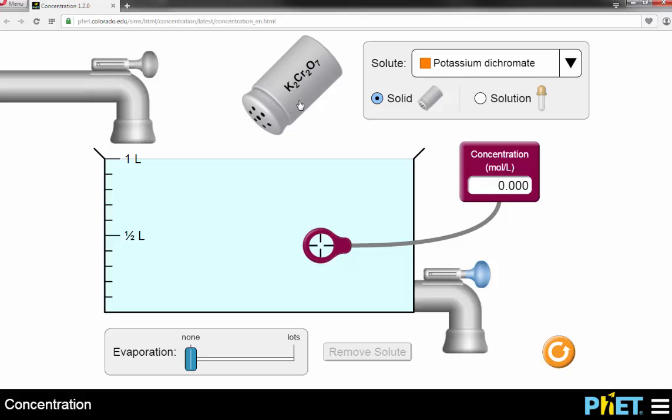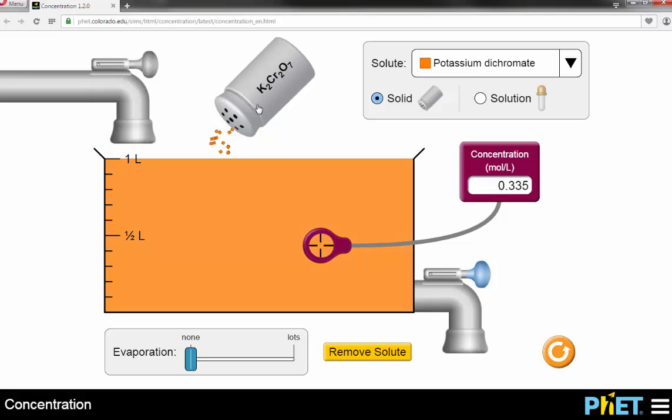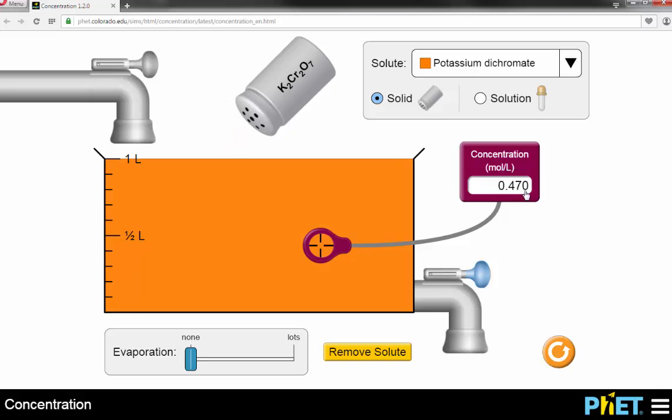So let's see, how do we add a little bit of this potassium dichromate? Well, you shake the container and out comes the potassium dichromate. What you're supposed to do in the lab is add this stuff a little bit at a time. I've actually added quite a bit already, a lot more than you should be adding, because if I do a little bit of a shake, this is 0.435 moles, one shake, and I've just added 0.035 moles more.